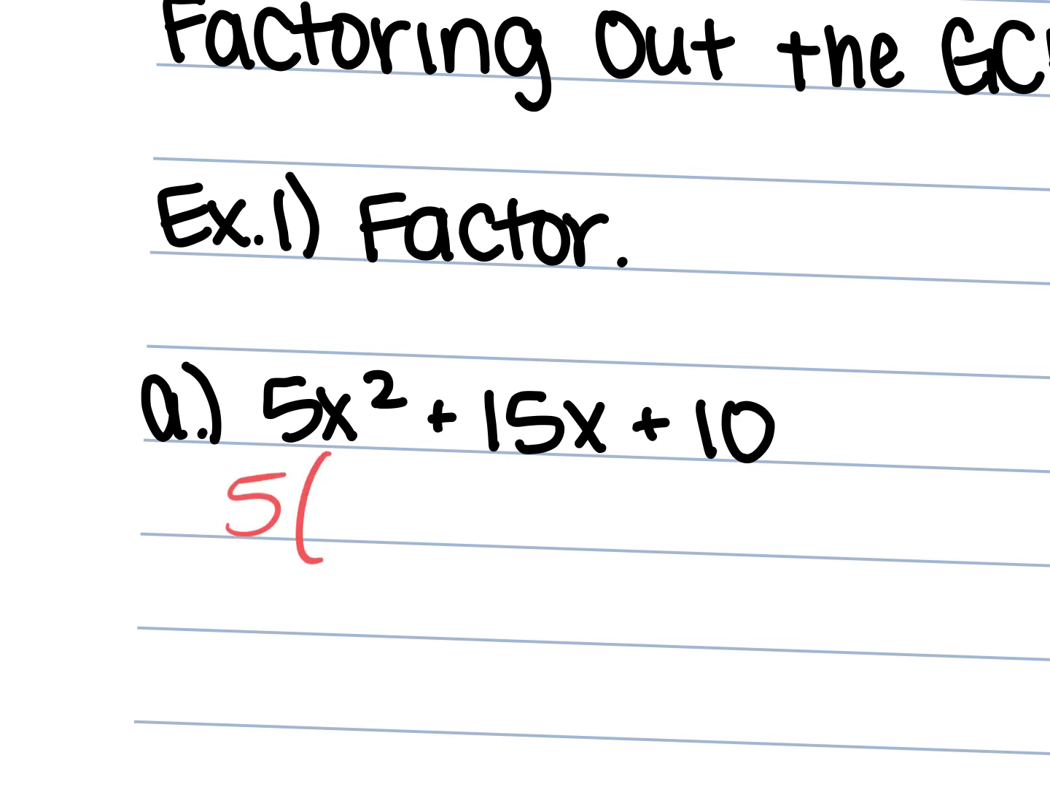Guys, what's on the inside if I factor out a 5 from these three terms? AJ. 3x plus 2 is incorrect. Yes. X squared plus 3x plus 0. That is correct. X squared plus 3x plus 2. AJ, you got the last two terms. Don't forget about that first term. Okay? You see it now?